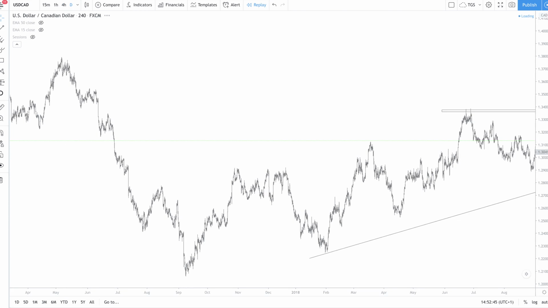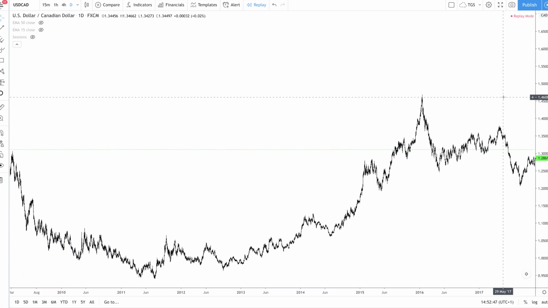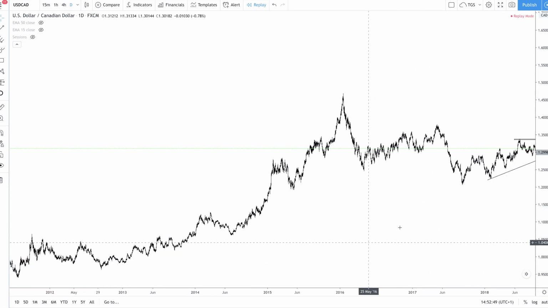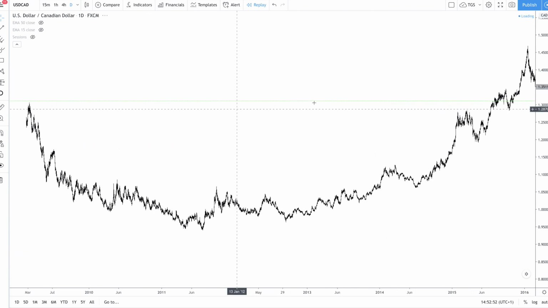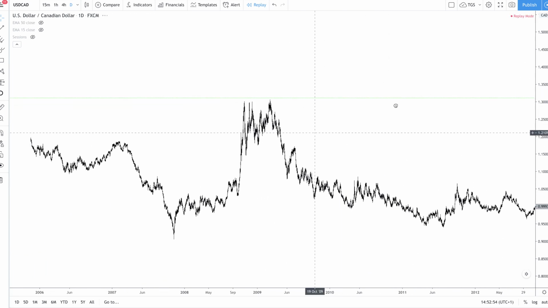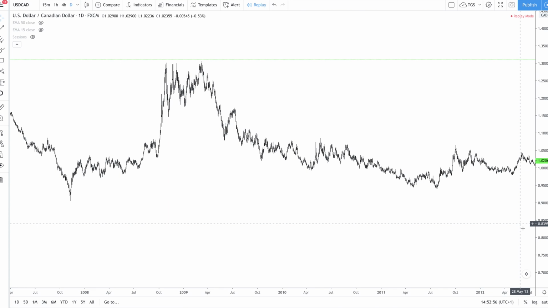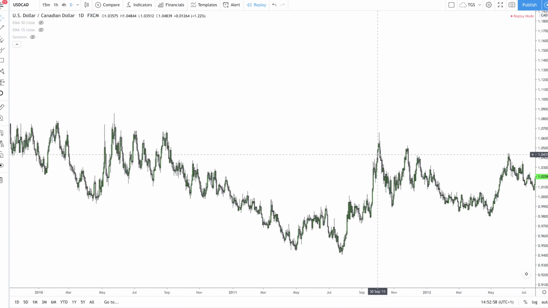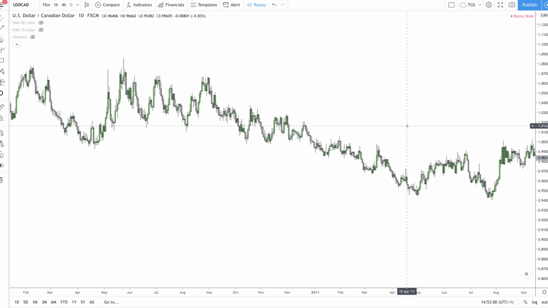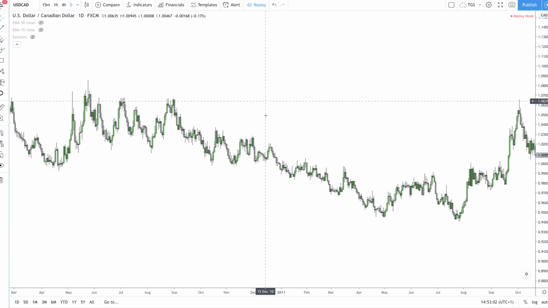Let's go back out to the daily. Let's find some more examples. And these examples will literally just be everywhere. Let's see if we can find a half decent downtrend example. Let's take a look. So what have we got here at the moment?